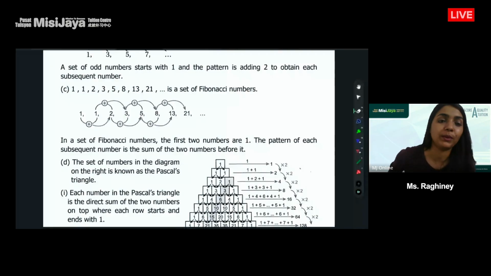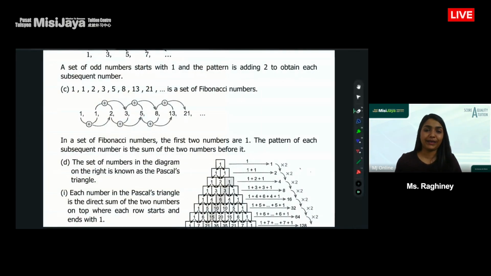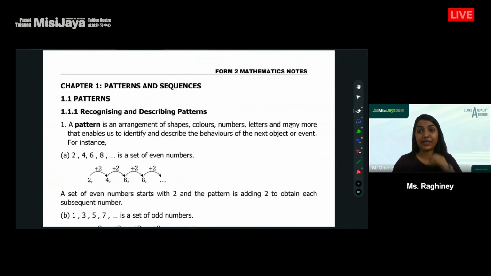Okay, when I say patterns, what do you think about when I say the word patterns? Patterns is like something pretty, right? Some kind of designs, colors, and so on. But actually in maths, we have patterns as well. Let's look at the patterns in maths here, in numbers.